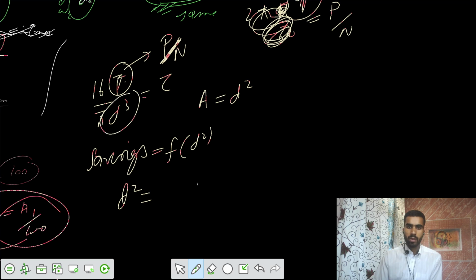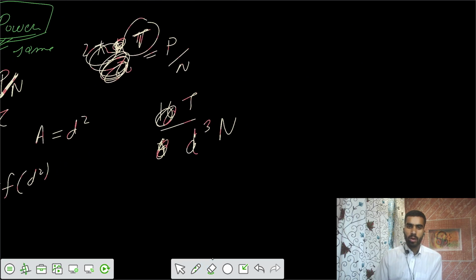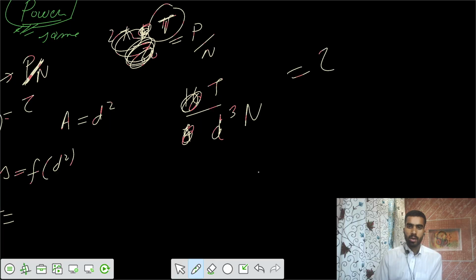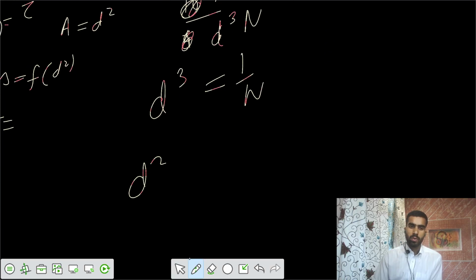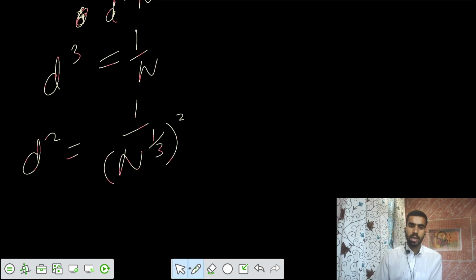So your equation becomes 16T by some function of pi, some constants we have, then we have d cube, and we have some n. So that's some value of tau. So I got an equation that d cube equals to 1 by n. And I would say d square would be equals to 1 by n to the power two-thirds. Can I do it in this way?